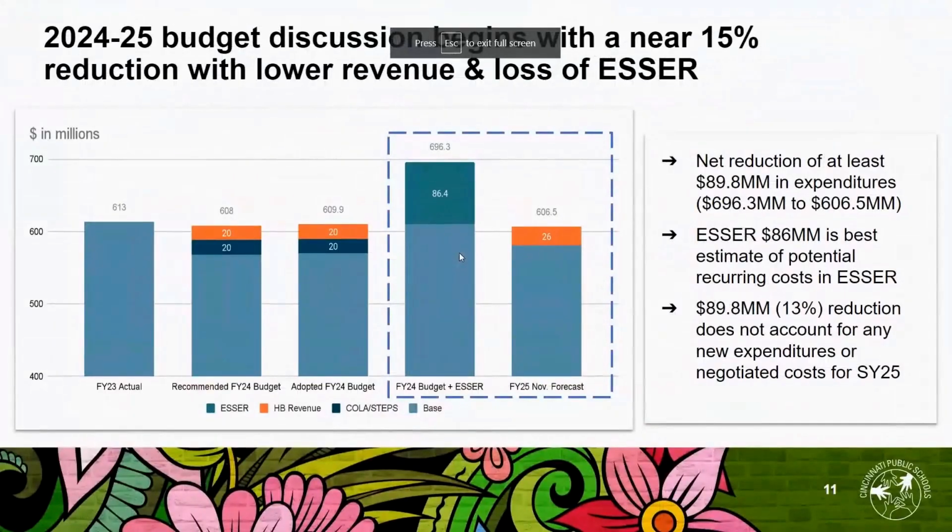So the next slide combines these two realities together. Remember, we are planning on $606.5 million in the general fund, and we are losing the ESSER dollars that we have. So if we look in the blue box that's dotted lined on this chart, the taller bar with the blue and the sort of greenish color on there is this year's general fund plus that $86 million in recurring ESSER. So almost $700 million that we're spending in potential recurring costs this school year. Next year, because we'll have only that 606.5, that's nearly a $90 million budget gap that we are facing.